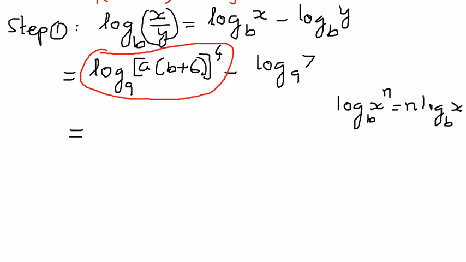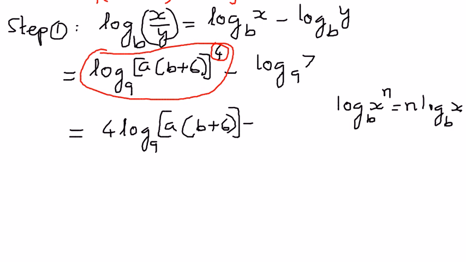So therefore this part we can write as 4 log of a times (b plus 6), I'm going to put that in brackets here, to the base 9. The power term will come to the beginning of the expression, and therefore we can write it that way, and then we can just write the rest of the equation. The rest of the equation we have here is log 7 to the base 9.